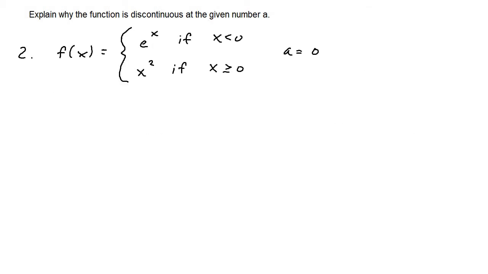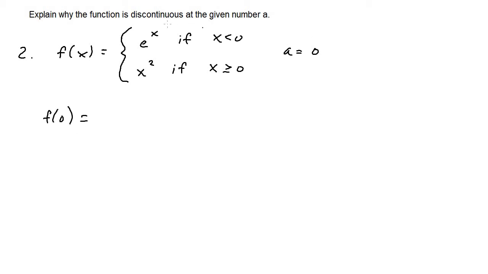So now for number 2, we have a piecewise function where f of x is equal to e to the x if x is less than 0, and then x squared if x is greater than or equal to 0, and our specific a value is 0. So let's go ahead and right away test out the first condition where f of a is defined. In this case, our specific a value is 0, so let's go ahead and test out f of 0.